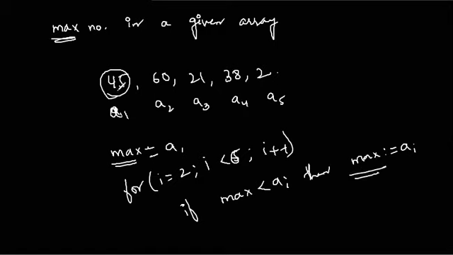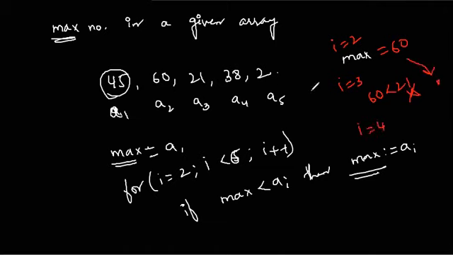So over here, if we check 45 with 60, in the first case, 45 is less than 60. So we change max to 60 at I is equal to 2. After that, I is equal to 3. Again, the comparison is done. 60 less than 21, the condition is false. So 60 is kept as it is. So over here also max is equal to 60.